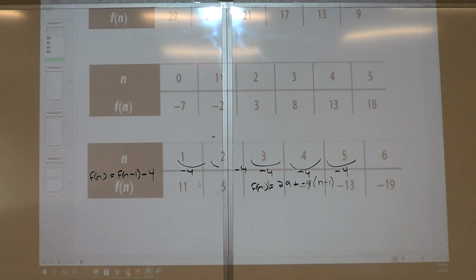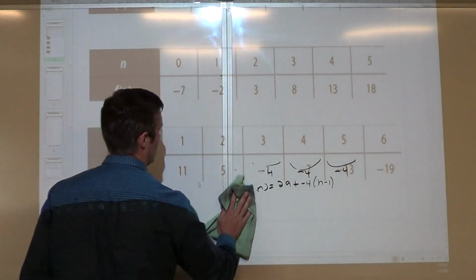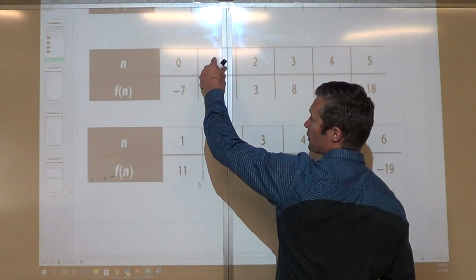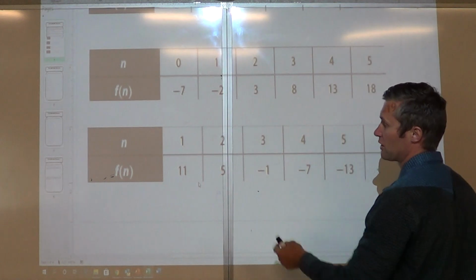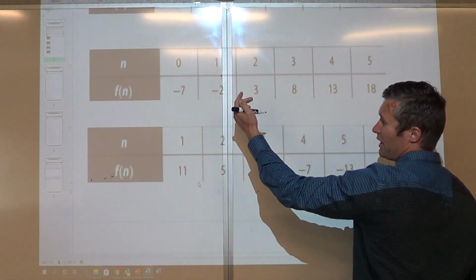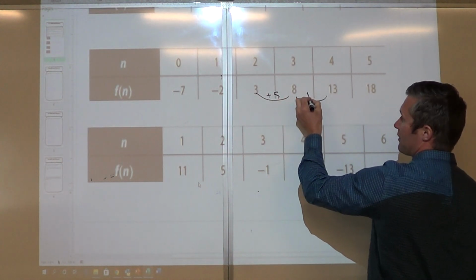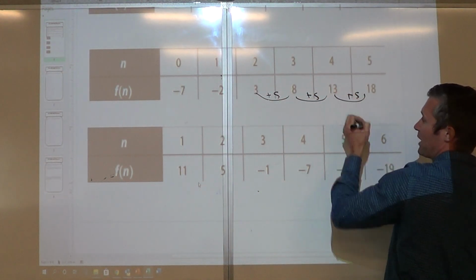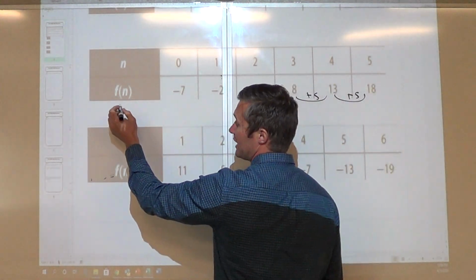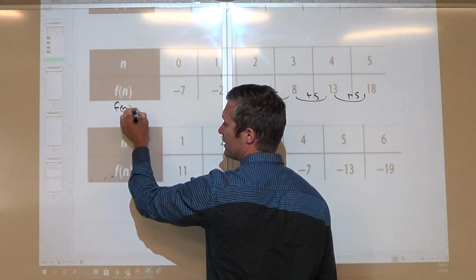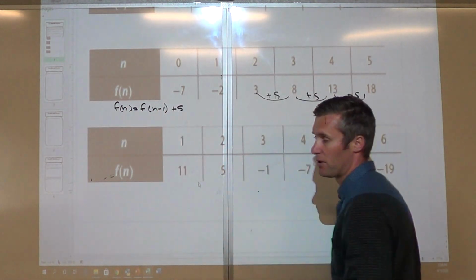There we go. We'll look at our last two on here. They start out with a 0 term, so the term that we're looking at is the first term. Negative 7 to 2, I'm not sure. Negative 2 to 3, not sure. 3 to 8, oh, I know that, that's adding 5. My common difference is 5. If I added 5 to negative 7, that's what I get. So again, the recursive formula, f of n equals f of n minus 1 plus 5, pretty simple.